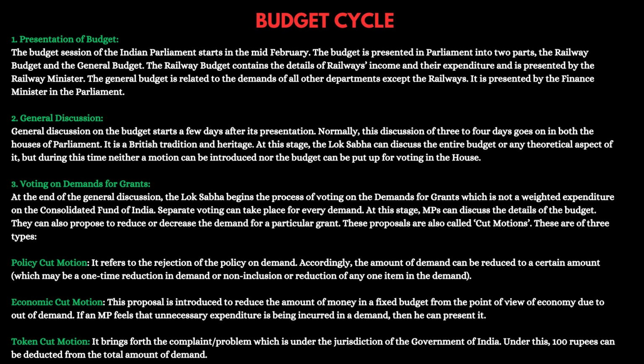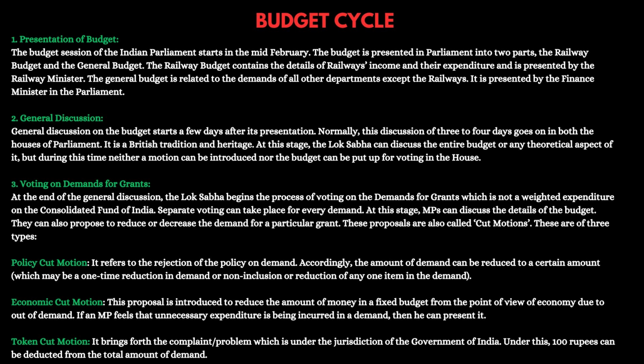But during this time, neither a motion can be introduced nor the budget can be put up for voting in the House. 3. Voting on demands for grants. At the end of the general discussion, the Lok Sabha begins the process of voting on the demands for grants, which is not a weighted expenditure on the Consolidated Fund of India. Separate voting can take place for every demand.